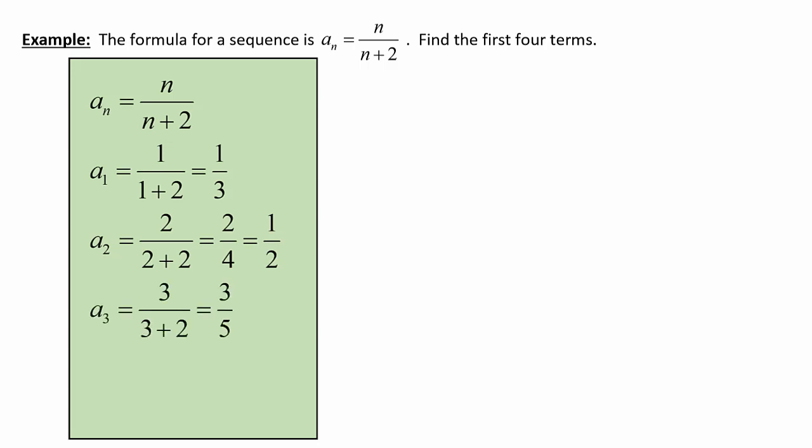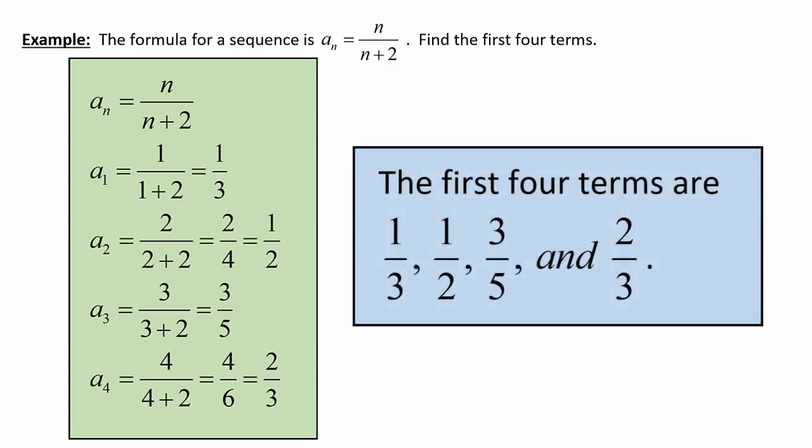A sub 3, we substitute in 3 for n. In the denominator, we get 3 plus 2, which is 5, and 3/5 does not reduce. A sub 3 is 3/5. A sub 4, we substitute in 4 for n. In the denominator, we get 4 plus 2, which is 6, and we have 4 over 6. 4 over 6 does reduce by dividing the numerator and denominator by 2, and we get 2/3. A sub 4 is 2/3. Therefore, the first four terms are 1/3, 1/2, 3/5, and 2/3.